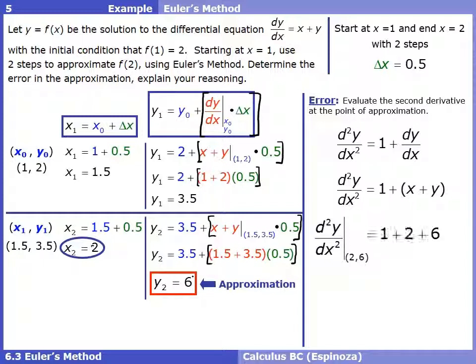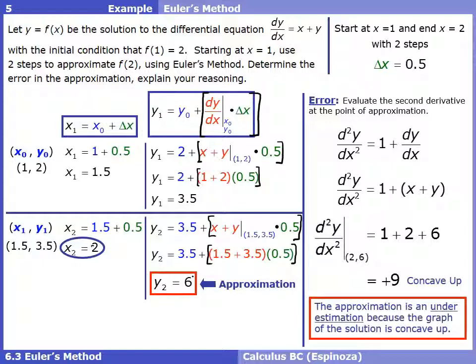Okay, so let's plug in our point 2 comma 6, and of course the math is nice and easy here. We end up with 9. Don't really care so much that it's the value of 9, we care more that it's a positive value. And we know a positive second derivative means our graph is concave up. And if our graph is concave up, that means our tangent lines are below the curve, which ultimately translates to mean that our approximation is an underestimation. And the reason for that is because the graph of the solution is concave up.